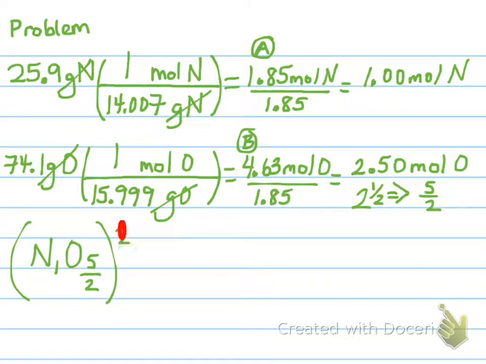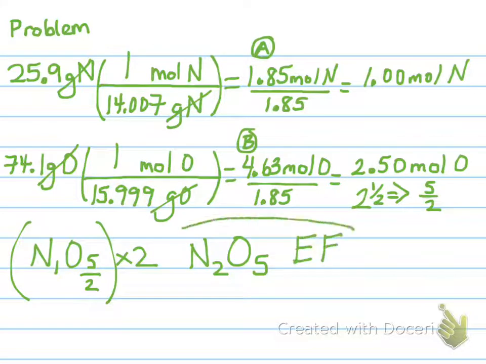I realize this looks like it might be squared. Oops, never used that before. Okay, so what we want to do is take this and multiply it by 2. So N is going to become 1 times 2, which would be 2. O, 5/2 times 2 becomes 5. That is our empirical formula. So this is our answer to our problem.